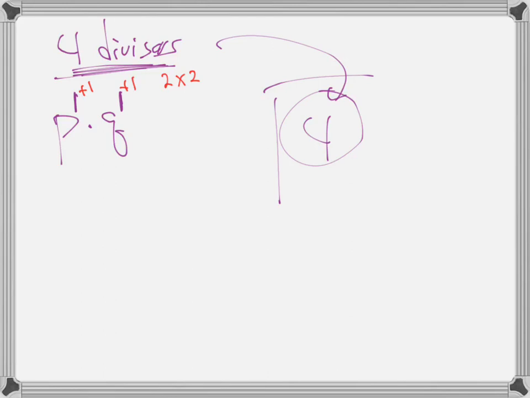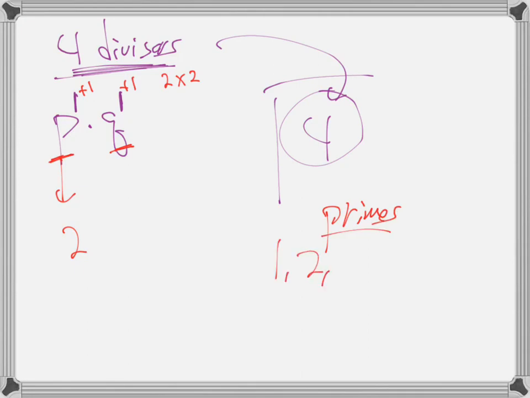So can I quickly then find a number of that form? What prime to the first power? What's the lowest prime you know? 2 is the lowest, right? You know the primes, right? The lowest prime number is 2.